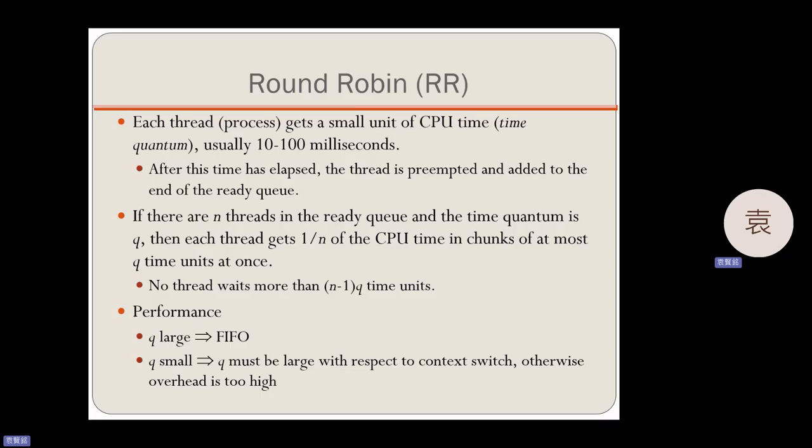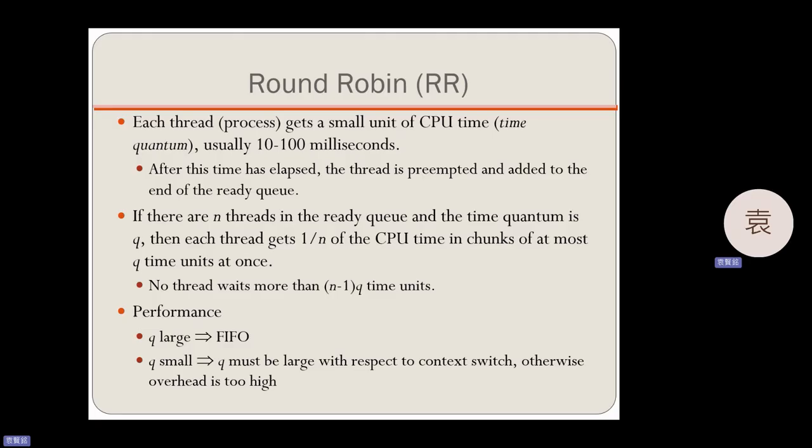Now let's discuss the next very commonly used scheduling policy, which you call round robin. Round robin is used very often for time sharing systems. That means we try to assign CPU equally to all the processes which are in memory, in the ready queue.